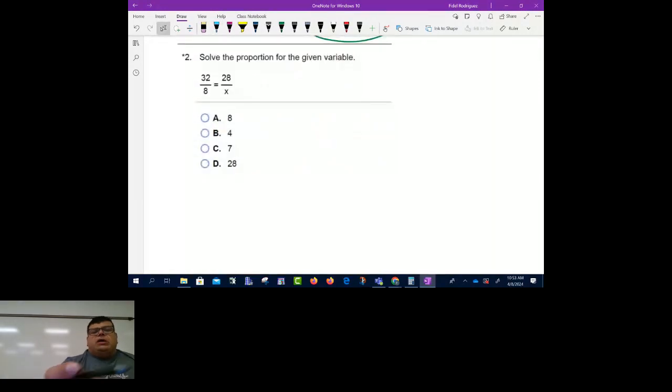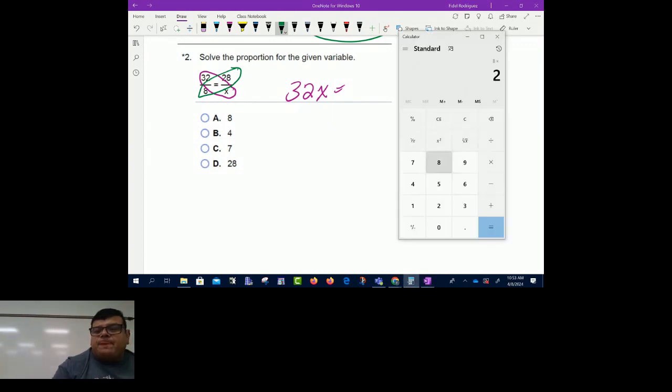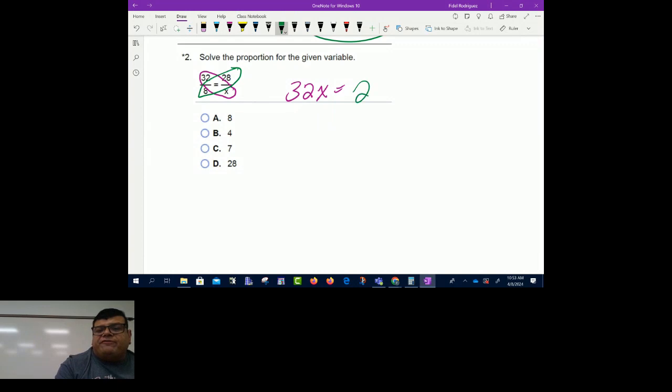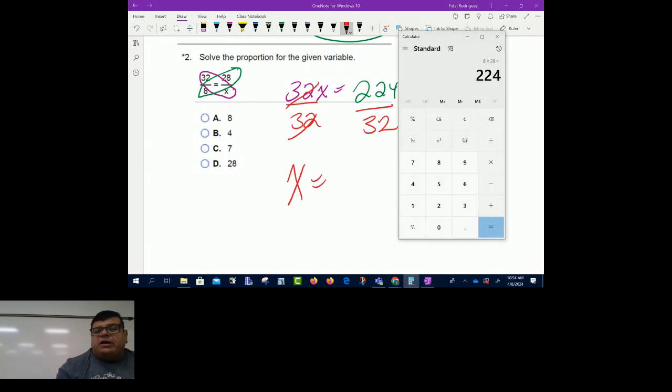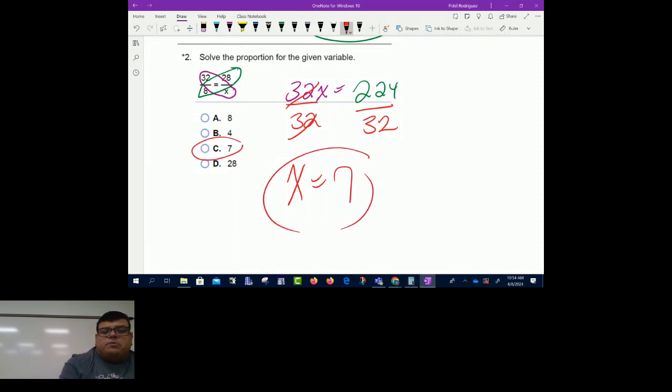Y'all, I'm going to do the same thing here. So look, we're going to go diagonally. So 32 times x is just 32x. Okay. Y'all, I'm going to take my calculator. We want to figure out what's 8 times 28. 224. Okay. Now, remember, y'all, we always divide by the number in front of the x. So I'm going to take my calculator again. 224. I'm going to divide it by 32. 7. Again, boom. There it is.